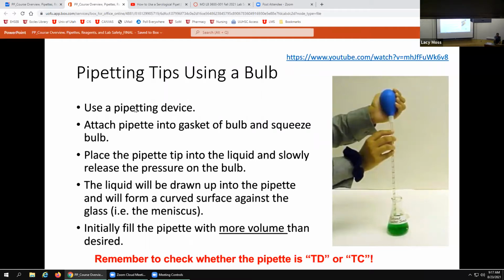One thing with the bulbs, you want to fill it up more than you need because you're going to have to slowly drop it down. And I like how she ever so calmly put her finger over there. For me, it's like panic because I'm not very good at the bulbs. So there will definitely be a learning curve today.